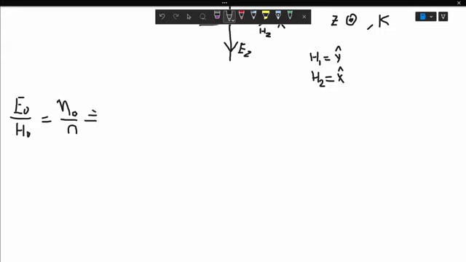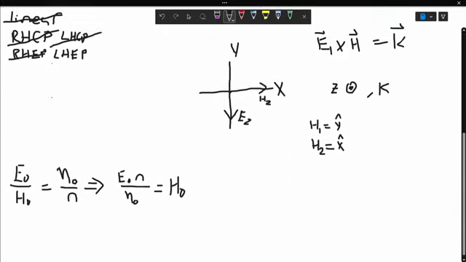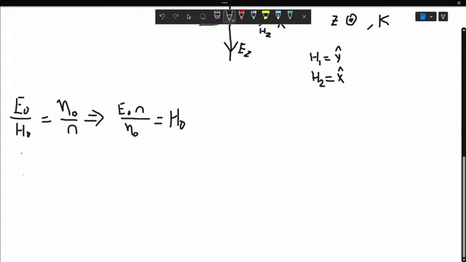So we need to rewrite this equation and solve for H naught. We end up getting E naught times n over eta naught is equal to H naught. Now we know all these terms. Eta naught is just the 377, as we know from class. So we can solve for the amplitude of our H field. So looking back up, we have an amplitude of 2 for the first part, so let's go with the first part of the H field.